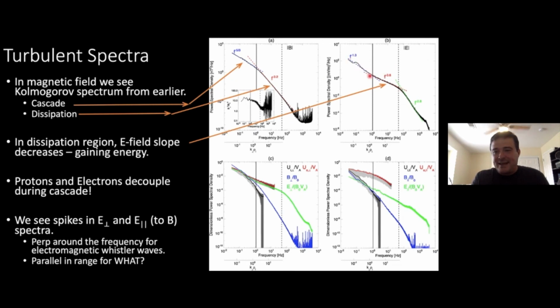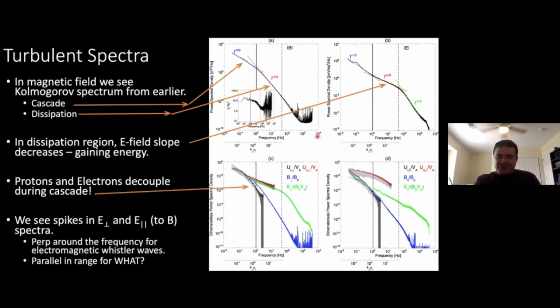It has a fairly steep slope in that cascade region, but then as the magnetic field steepens, the electric field gets more shallow. So this is a signature that you're actually dumping energy from the flow into the electric field. And then at this other frequency, called the lower hybrid frequency, a characteristic frequency in plasmas I don't really want to get into, we see a second break, and finally the electric field is losing energy.